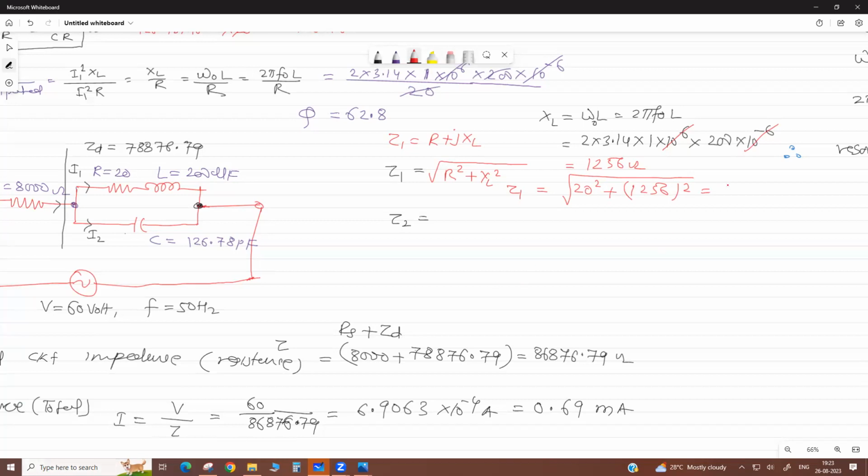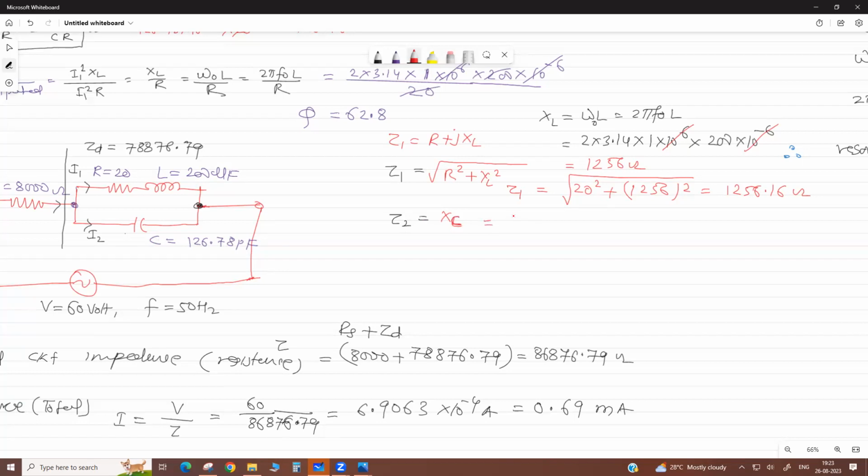Yeah, it is the same, there is nothing much difference. 16 ohm, 5616 ohm. Okay, this one. What is Z2? Z2 is only C, na? So it is XL. Okay, sorry, XC only.